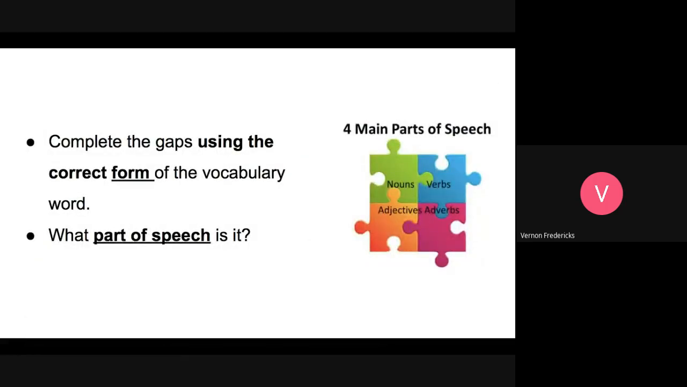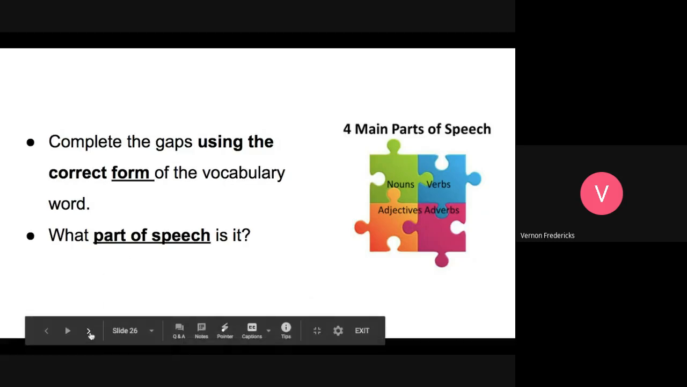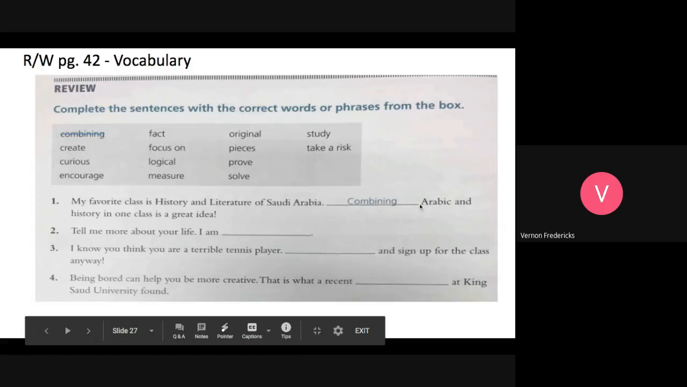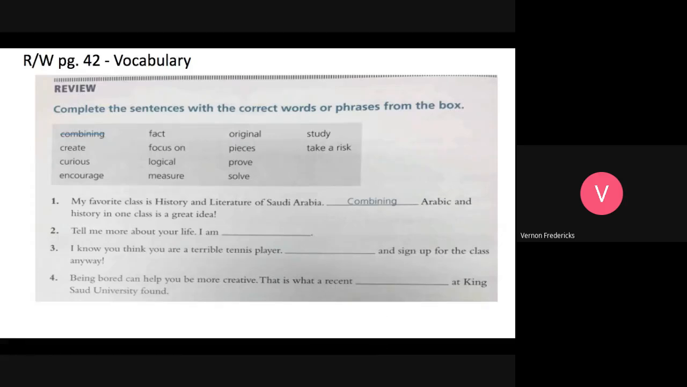Complete the gaps using the correct form of the vocabulary. Okay. So we have to put in the vocabulary words in the space. And what part of speech is it? Is it a noun? Is it a verb? Is it an adjective or is it an adverb? Okay. So let's do this.